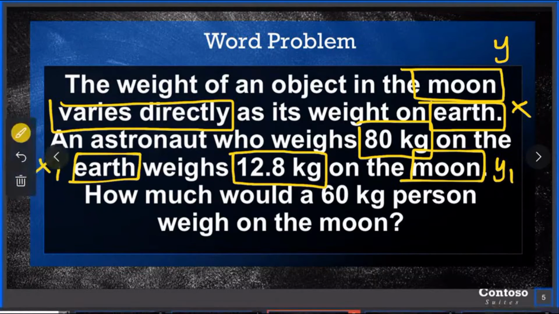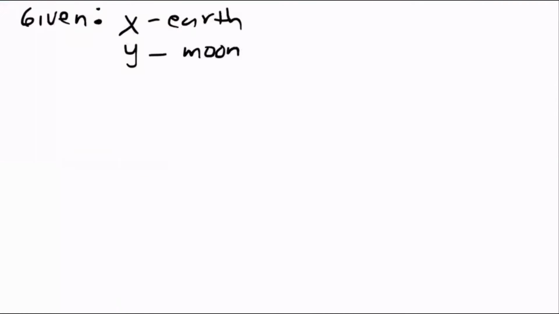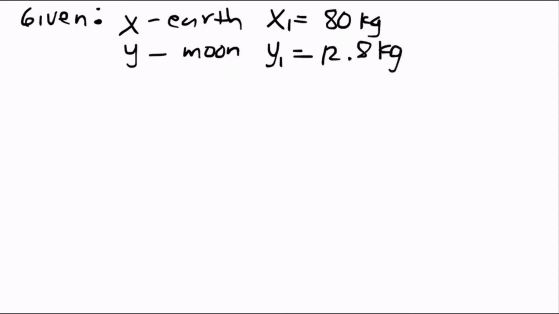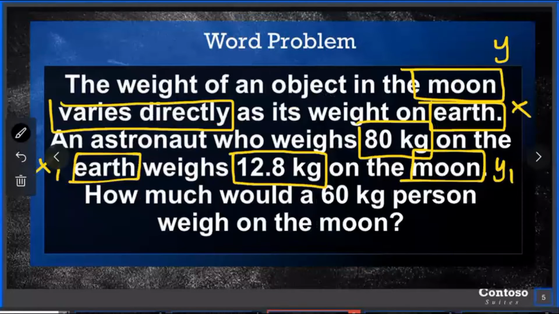Going to the whiteboard, we have x sub 1 equivalent to 80 kilograms. The y sub 1 is 12.8 kilograms. So we now have our given values.